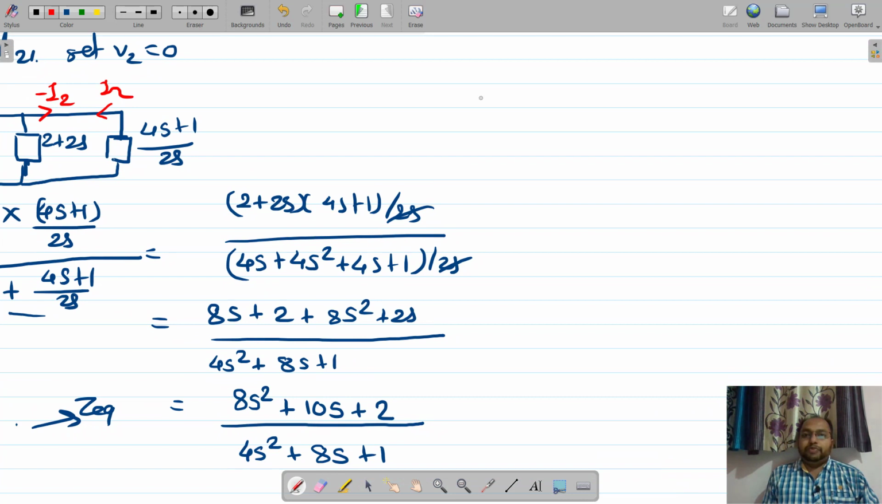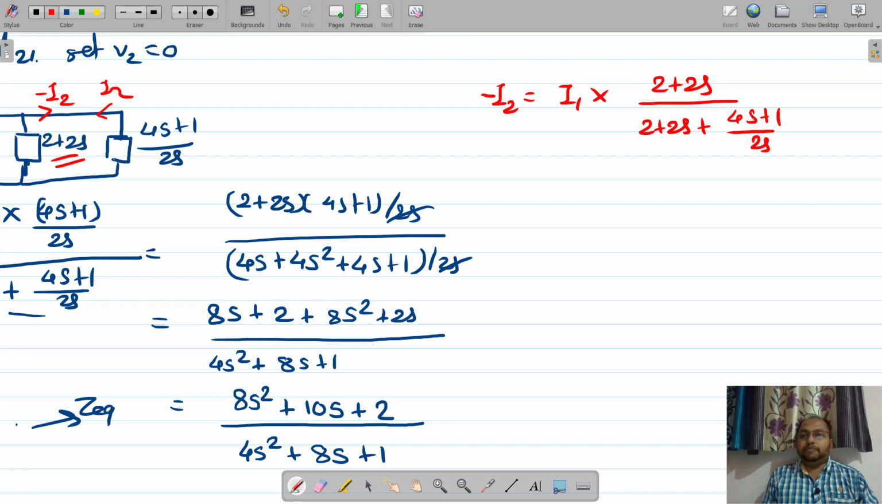Minus I2 is equal to I1 into (2 plus 2s) divided by (2 plus 2s plus 4s plus 1 divided by 2s), because this is the opposite branch resistor. You already calculated this one, over here. So this is nothing but the final term, so don't forget it.